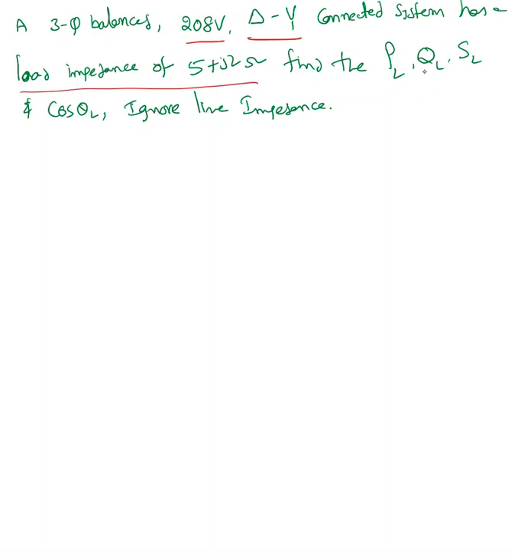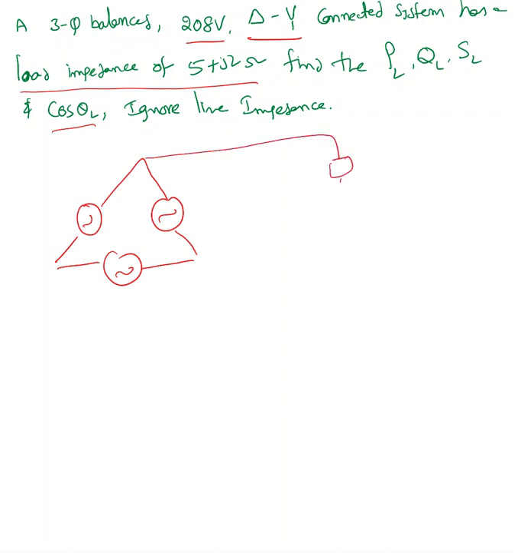P is the active power, Q is the reactive power, S is the apparent power. Also the power factor of the load. Here he's saying to ignore the line impedance. So I'm going to draw the system, a three-phase system. Since there is no line impedance, it should be easier. At the same time, the given voltage, we always take that as a line value unless he specifies.